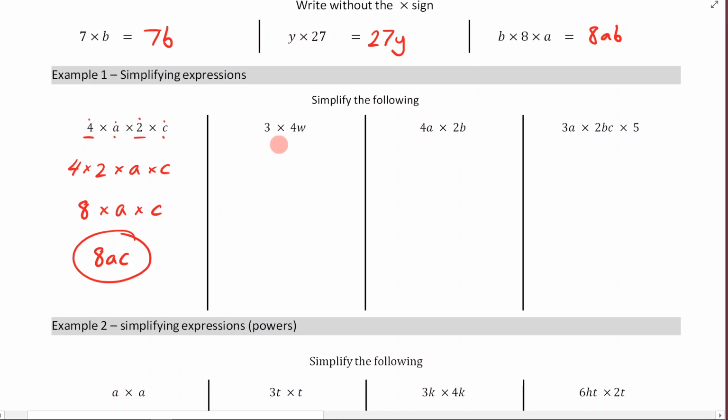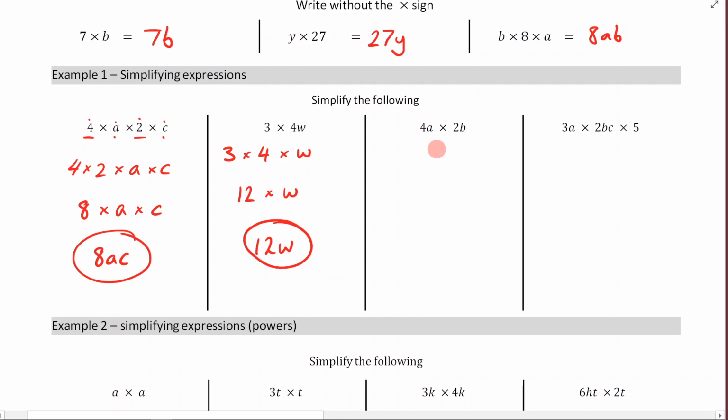Let's go through another example. Here we have 3 times 4w. The first thing we're going to do here is put back in that multiplication symbol between the 4 and the w. If I rewrite this whole thing, it's 3 times 4 times w, because remember, invisible between the 4 and w is a multiplication sign. Now I can go, well, what's 3 times 4? Well, 3 times 4 is 12, and then I'm just going to bring this times w down as well, and I know I can write this as just 12w, and that's my answer.